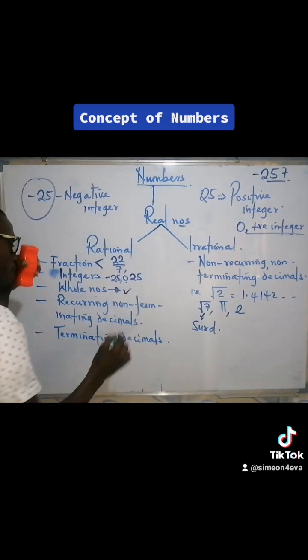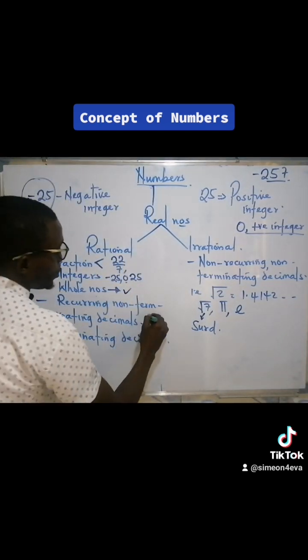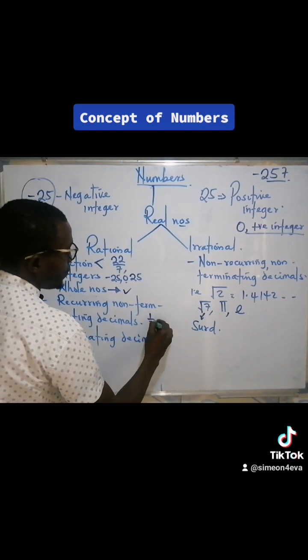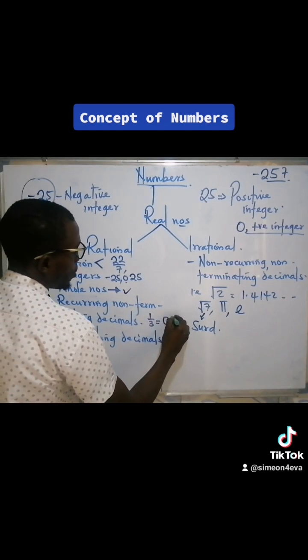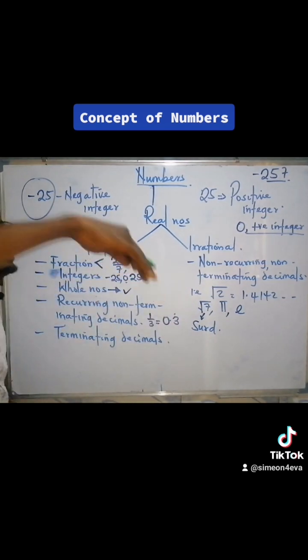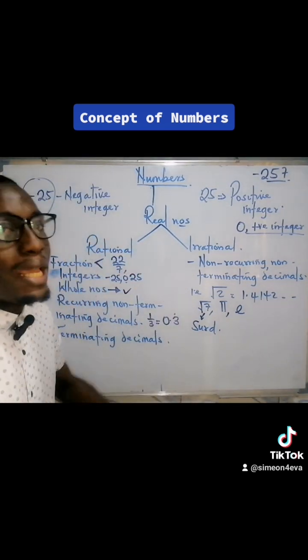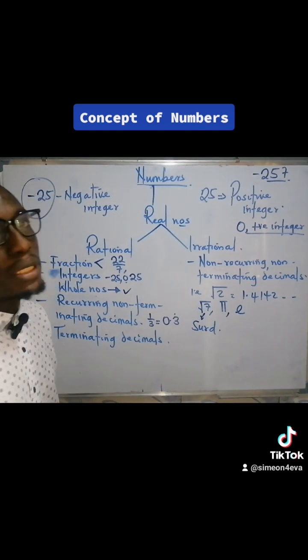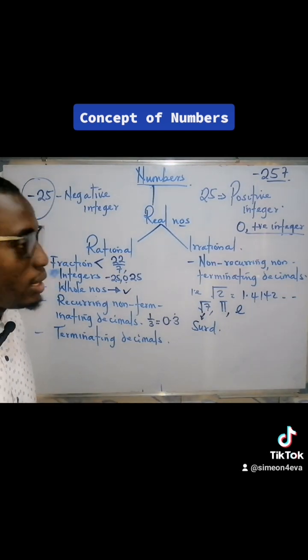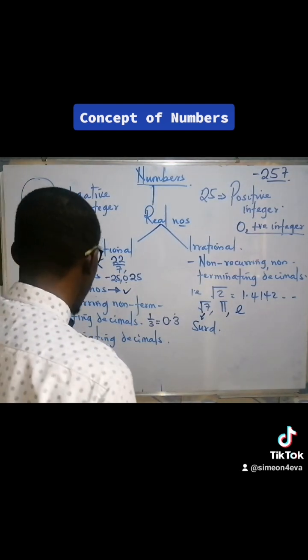Now, we have recurring non-terminating decimals. I told you in one of our videos that 1/3 is equal to 0.3333 like that. So it is recurring, repeating in nature, and it is non-terminating. That means it tends to infinity. So they are all rational numbers.